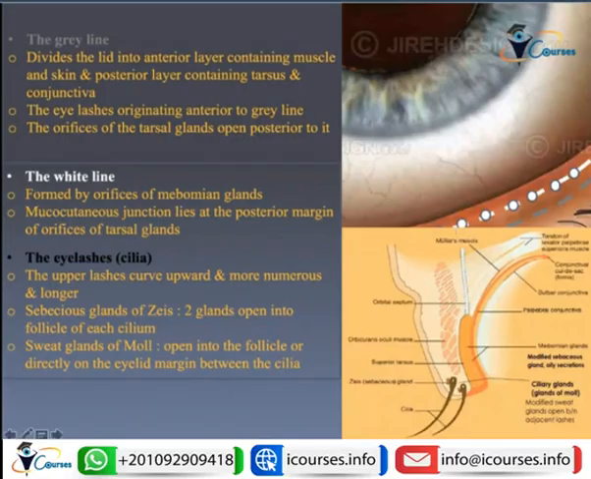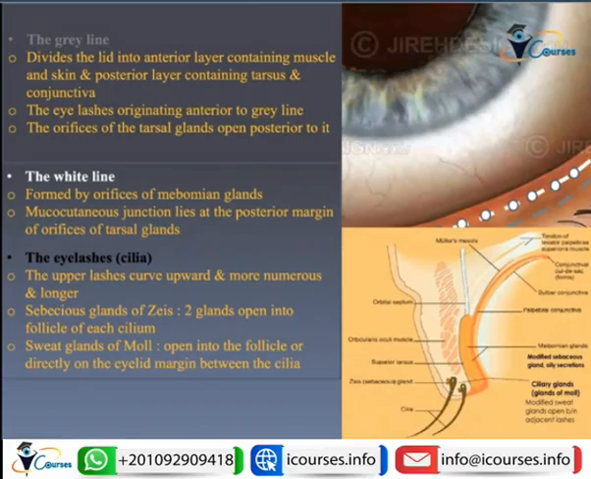The most anterior line will be the lash line, or the eyelashes. The eyelashes, or the cilia, are numerous hairs that arise from the lid margin, and they are present in the upper eyelid and the lower eyelid, but differ in that in the upper eyelid they are longer and more numerous.